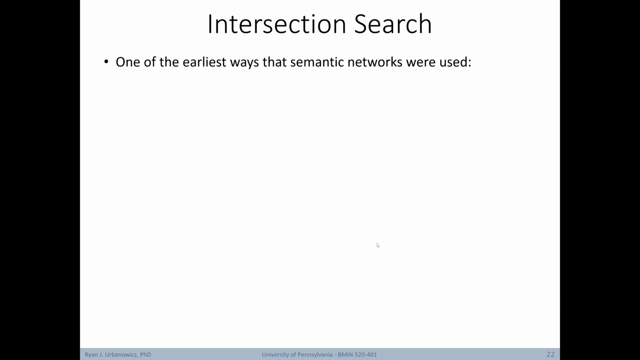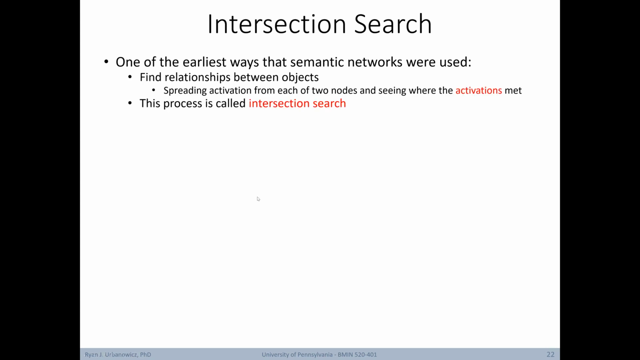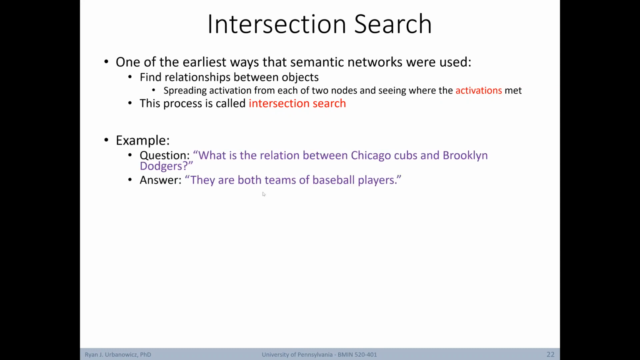Imagine for a moment that we had a much more complex semantic network in front of us. And imagine that we wanted to understand how two objects in the network were related to one another. For this, we could use what's called an intersection search. It's one of the earliest ways that semantic networks were used. Here, we want to find the relationship between objects, and we do so by spreading what's called the activation from each of two nodes and seeing where the activations meet. For example, let's say we have the question, what is the relationship between Chicago Cubs and Brooklyn Dodgers?